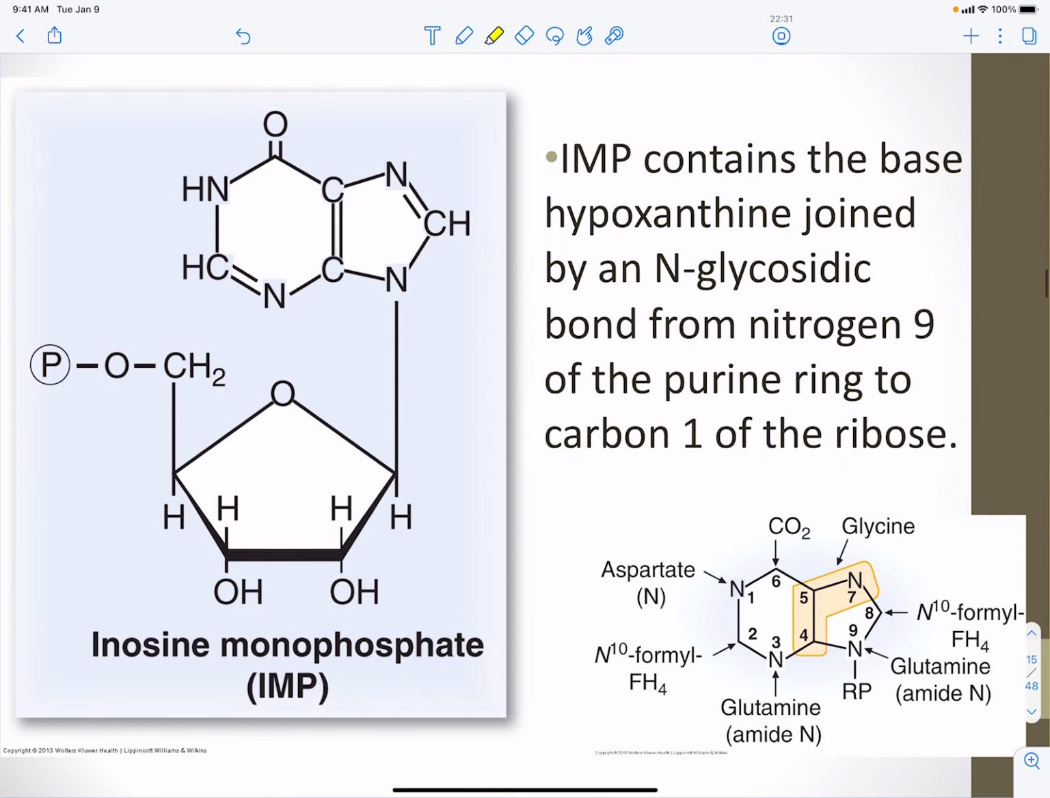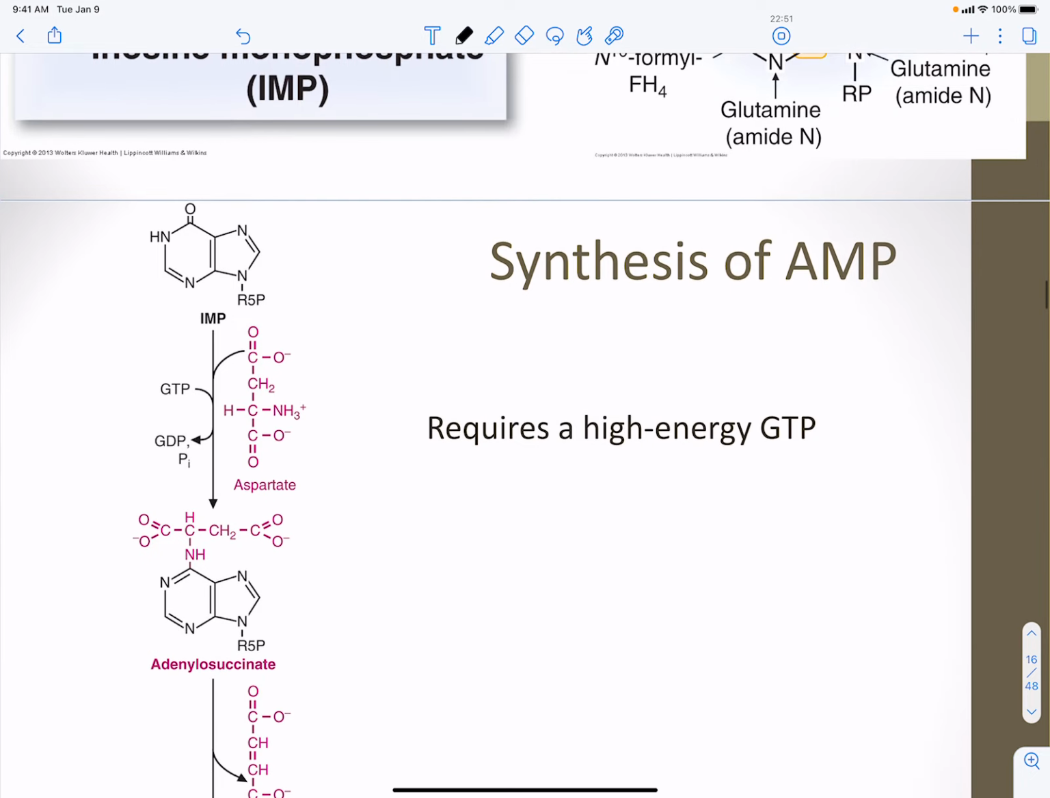Okay, so what is IMP? IMP is going to be the first nucleotide. It is going to have the base hypoxanthine, and this is going to be binding to the ribose. We already talked about this. Nitrogen 9 and our anomeric carbon are bound together. And so this is our base that we produce.